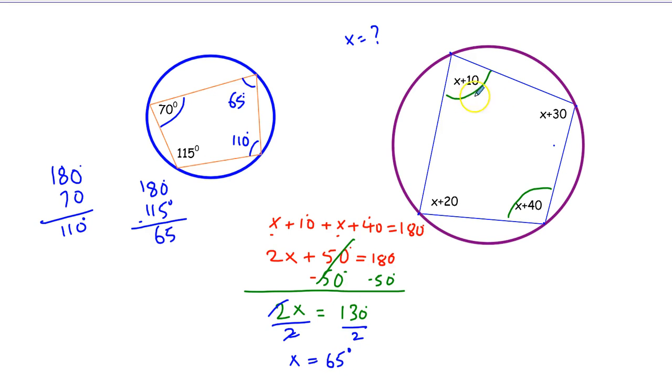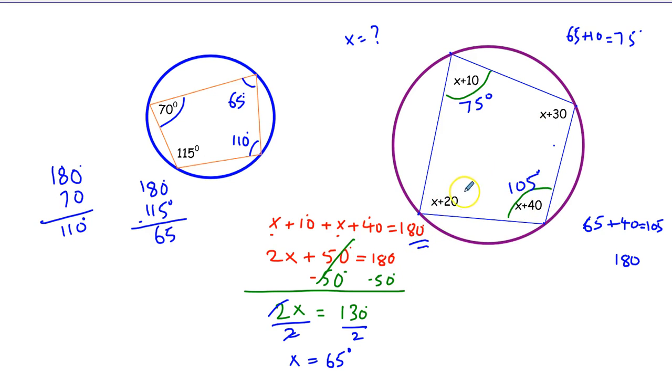So this first angle is how much? x is 65. 65 plus 10 is 75 degrees. The first angle is 75 degrees. And this third angle, or the angle opposite to this, is x plus 40. And you know your x is 65, plus 40 is 105. And check it out. 75 plus 105 is nothing but 180. They are supplementary angles. That's what we had here.